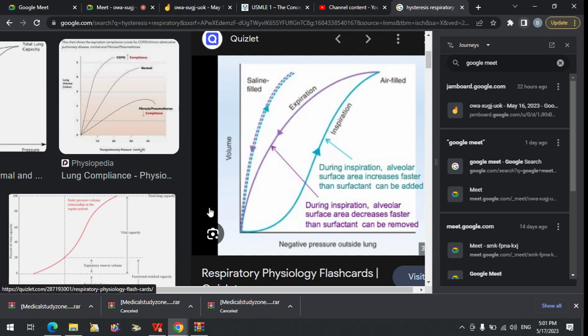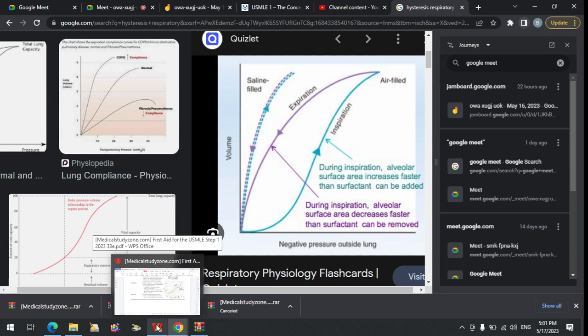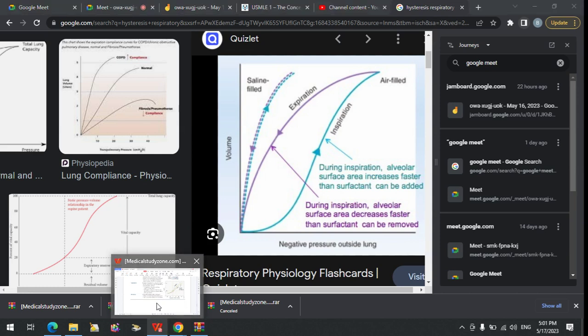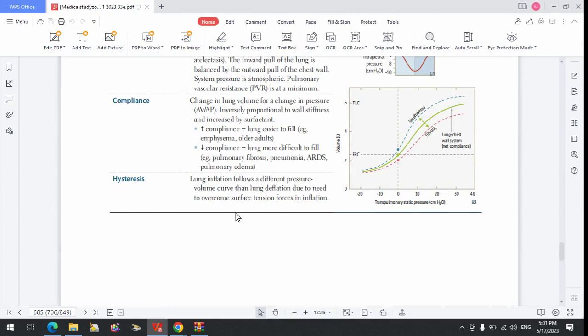So the lung inflation has to overcome multiple forces, unlike the expiration that just has a smooth ride. Inspiration has overcome all the battle. So all you need to do is just get it out, and then it goes downwards. Yes, it's clearer now. Thank you.